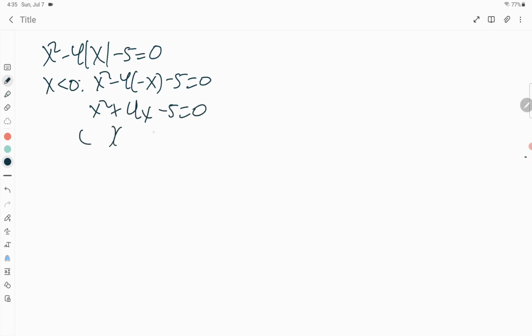Then you just factor here. The numbers that multiply to negative 5 and add up to 4 are positive 5 and negative 1. Product is negative 5, sum is 4. So x is negative 5 or x is positive 1. Now remember, we have x less than 0, so this one has to be rejected for that reason. It's an extraneous solution from dropping the bars and all that.